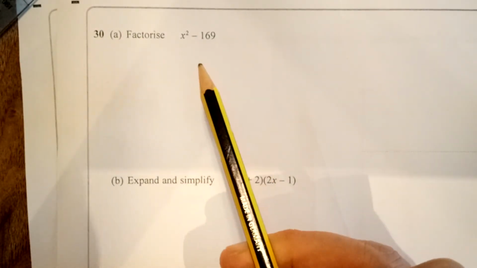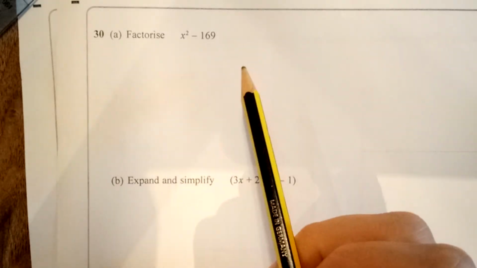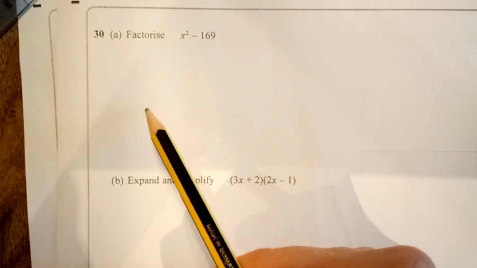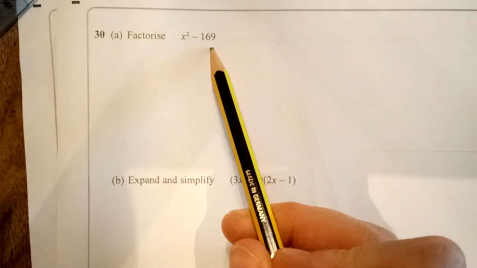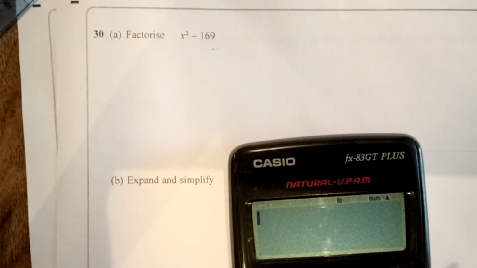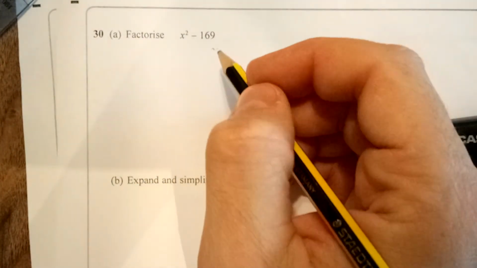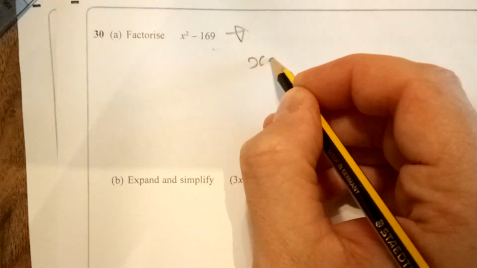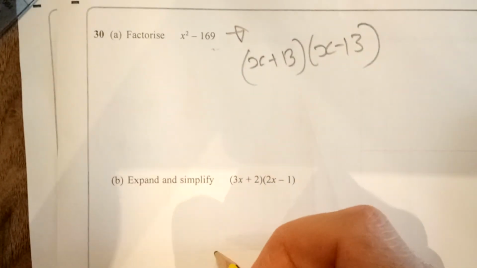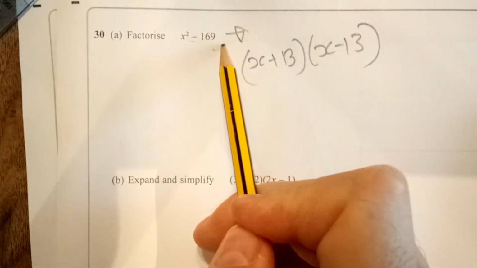Factorise x squared minus 169. Now, this has got no common factors. This might confuse people because there's no middle term. It's actually what we call the difference of two squares. Now, 169 is actually a square number, and I can prove it to you by doing the square root of 169, which is 13. If you want to be smart, you just know it's going to be x plus 13, x minus 13, because that's a square number, that's a square number.